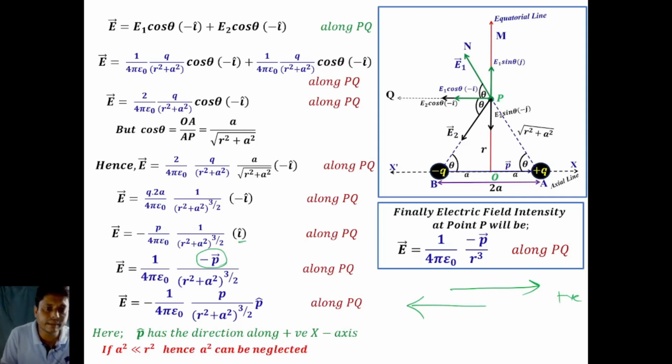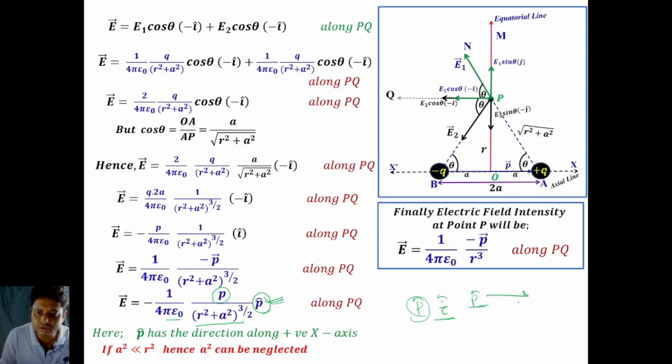So only for that, this i cap is written in vector form, that is your p vector. So minus is minus, so this p magnitude i cap is nothing but p vector, okay. Now this is r square plus a square to the 3 by 2, same thing has been written here. E vector will be equal to minus 1 by 4 pi epsilon 0 p over r square plus a square to the 3 by 2 into p cap. Here p cap is nothing but your positive x axis direction i cap, so for this case p cap is along positive x axis direction.